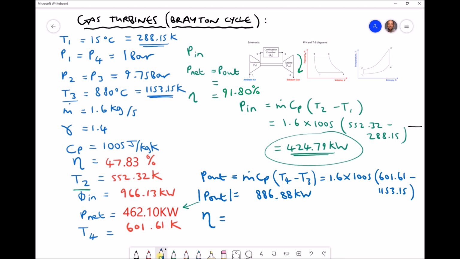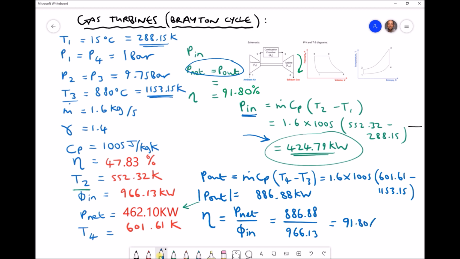Now once again we can calculate our efficiency. Because we're powering our compressor here, P in, using the exhaust gases, we've stated that P net equals P out. So our efficiency is P net over phi in. P net is the same as P out, so we have 886.88, and phi in is 966.13, giving us our efficiency of 91.80%.